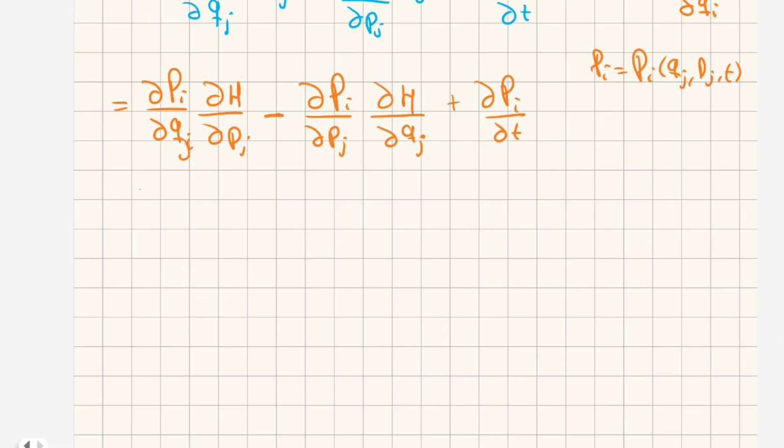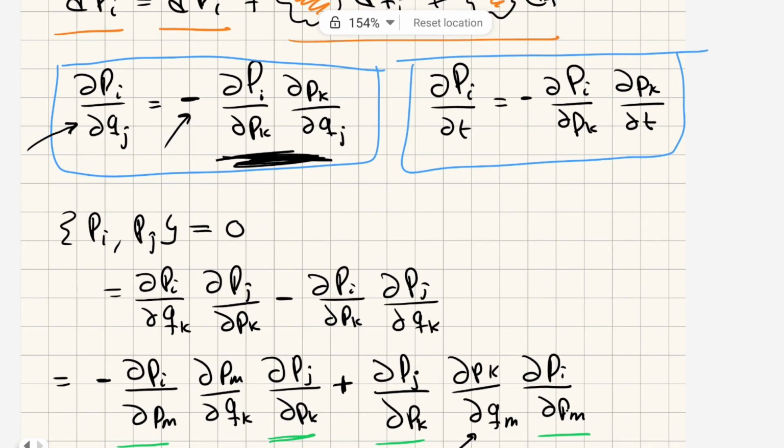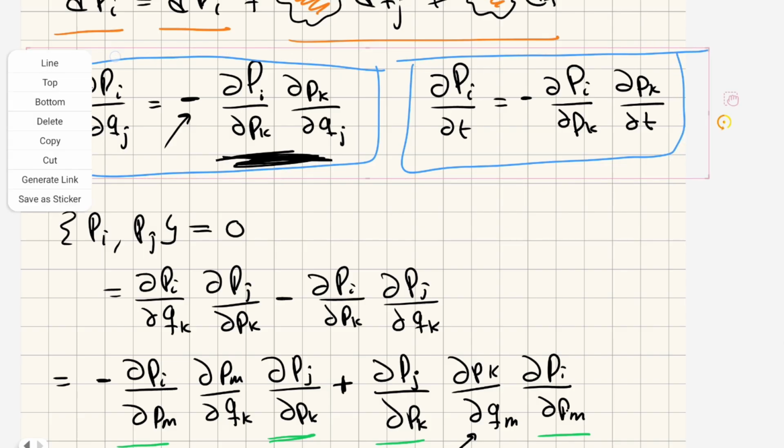You should notice something here. We have the derivative of Pi with respect to qj, and the derivative of Pi with respect to time. Okay? You should remember that here we found some equations to express those elements. So we are going to use these two equations. Let me copy them to see what we are going to get in that equation that we found.